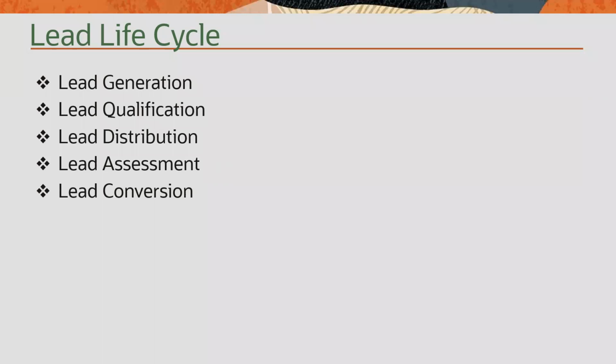Lead assessment. Once that lead is assigned, we need to do some assessment to check that the lead is still potential, or to check that potentiality. And finally, once that is a valid lead, then we can convert that lead to an opportunity. So this is the typical lead life cycle.